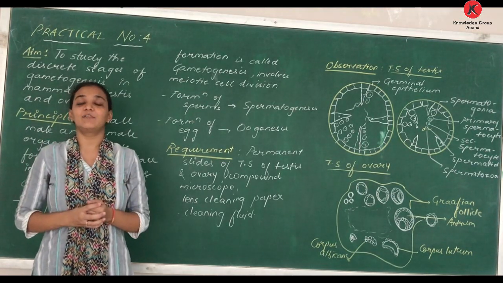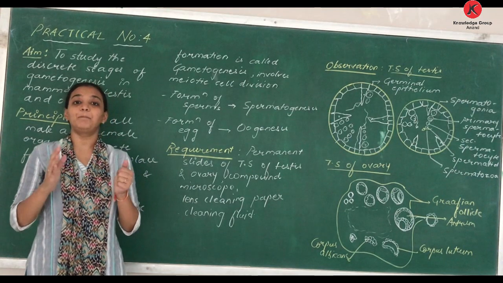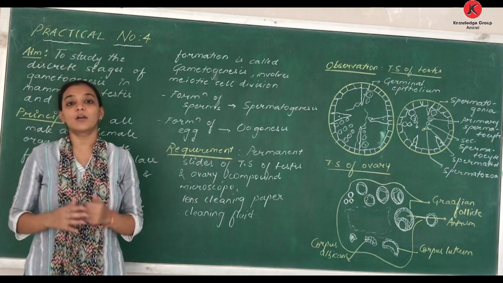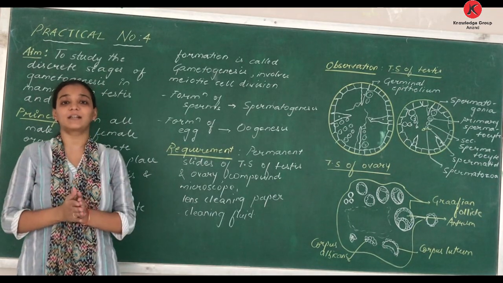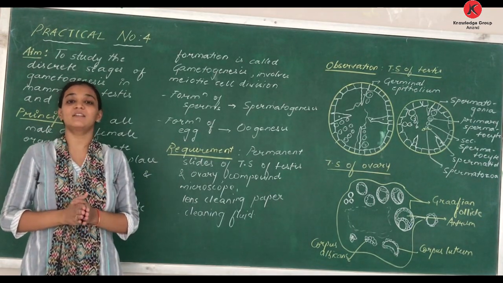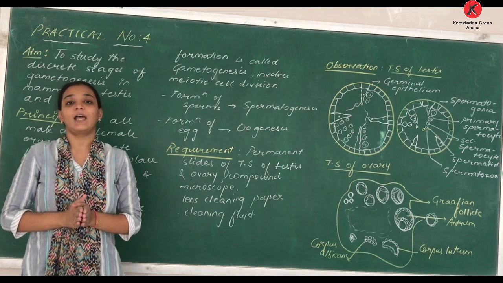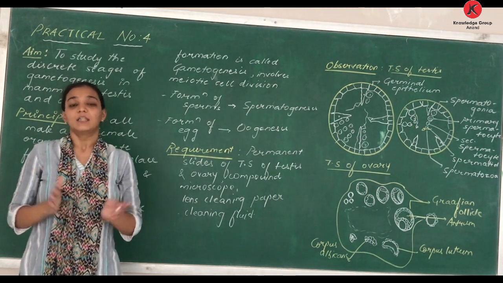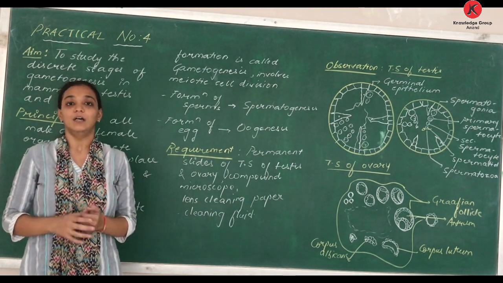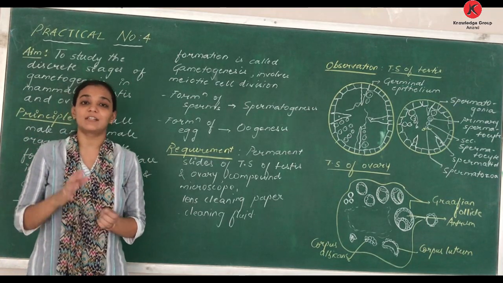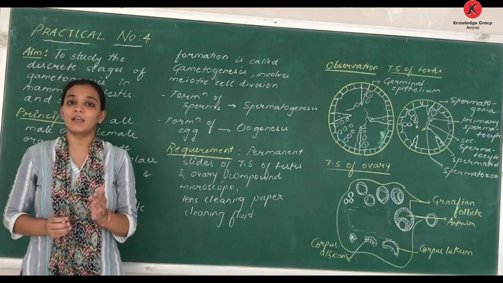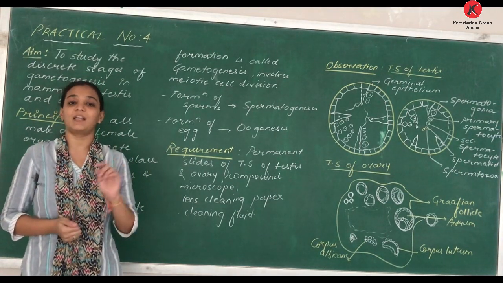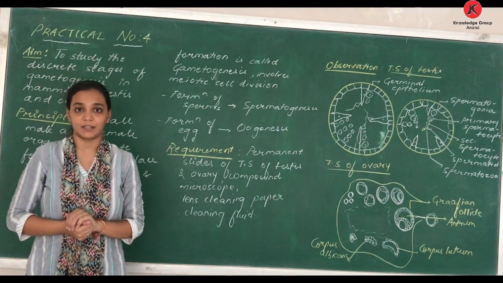In this practical we have to study only the permanent slides or the charts that are being given to you. So for the practical purpose, a permanent slide will be given and you will have to just identify the different stages of the cells that are observed in testis and in the ovaries. So permanent slides will be given and you do not have to prepare any slides for this practical.